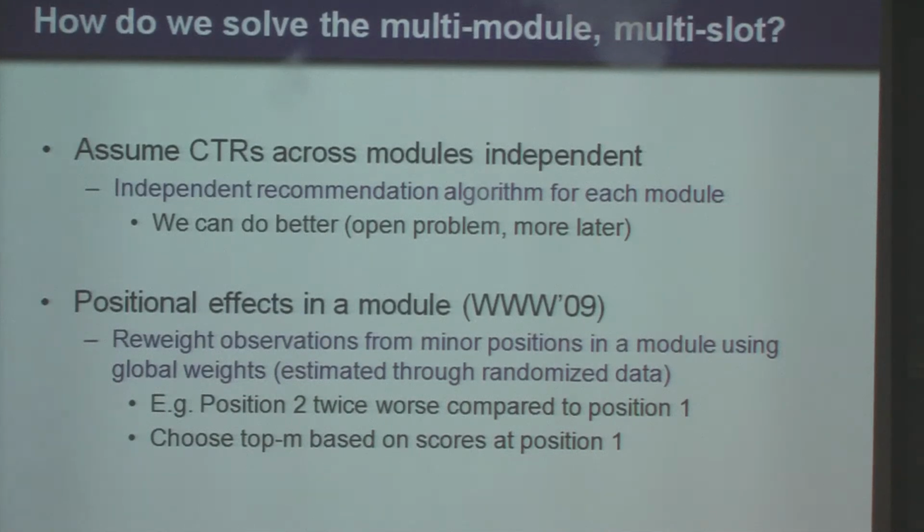So basically what we do is we say, okay, position 2 is 2 times worse compared to position 1. What that basically means is if you randomly take an article and put it at position 2, your click rate is going to be half of what it would get. And that's just because the first position has more exposure than the second position. So we use these weights and reweight the data and then learn from all the models. Okay.